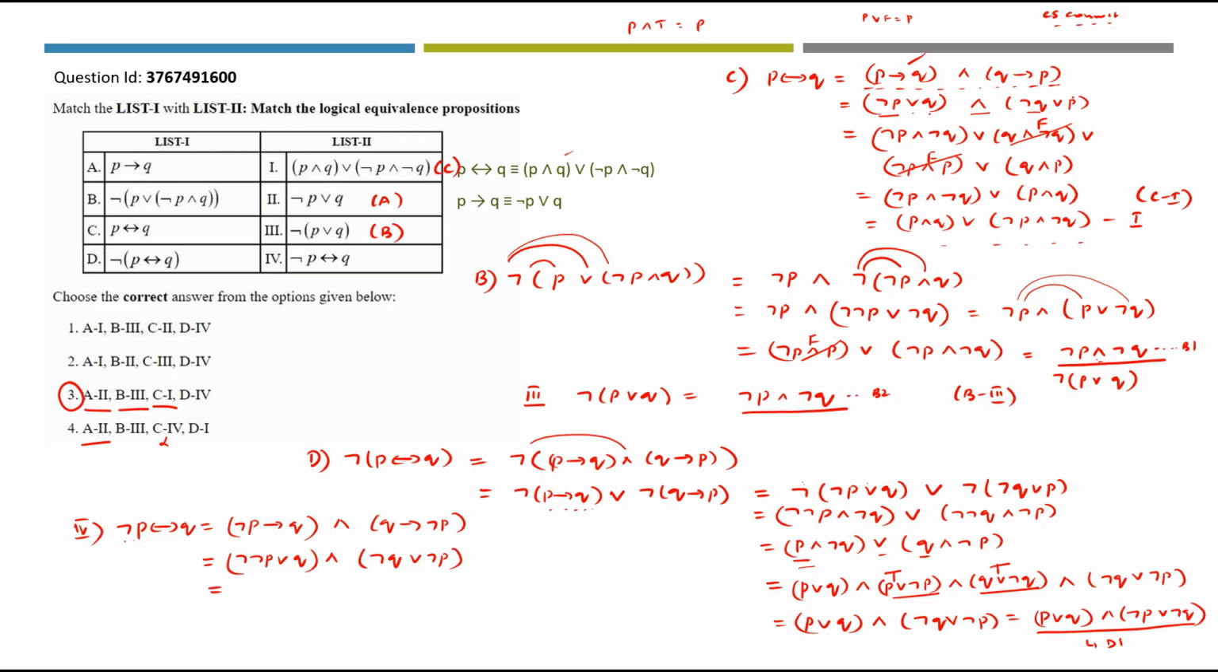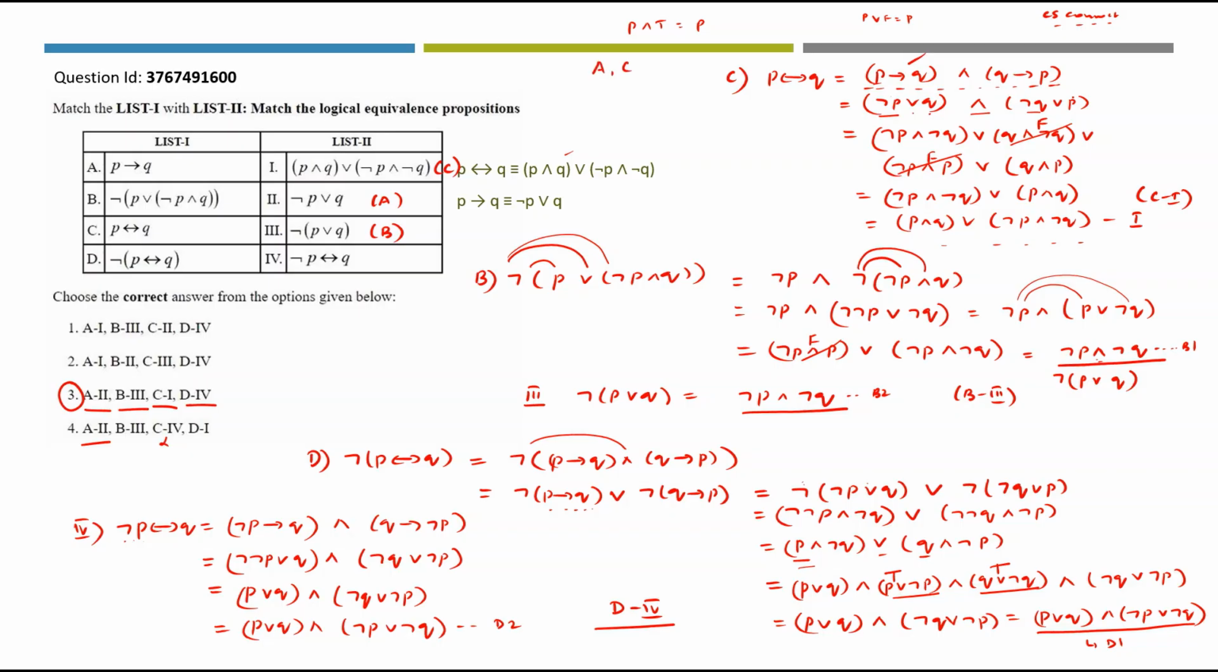What is negation of negation P? It is P or Q and negation of Q or negation of P. Just rearrange it, P or Q and negation of P or negation of Q. This is D2. Are they equal? Yes, they are equal. So from this we can say D will be mapping to 4. So from this we can conclude option 3 will be the right answer.